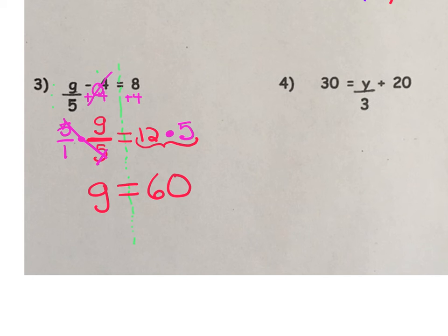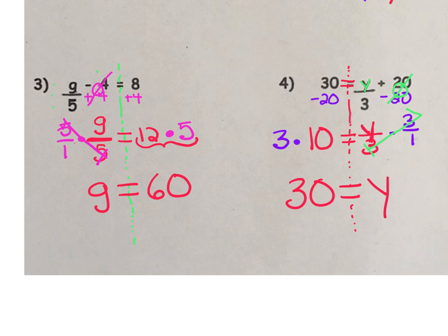Try the last one on your own. Please jot down problem number 4 on a sheet of paper, drop a dotted line down the equal sign, and solve for the value of y. Pause the video, and when you're ready, turn the video back on. Please pause the video right now.